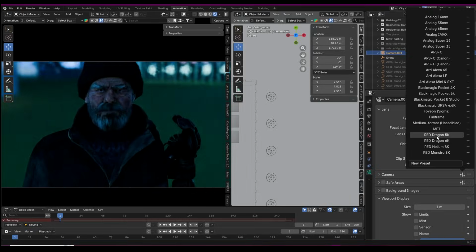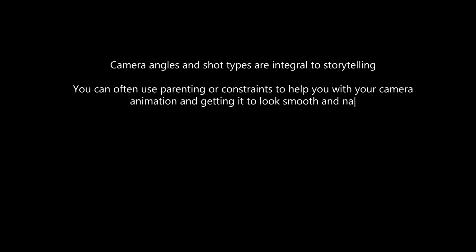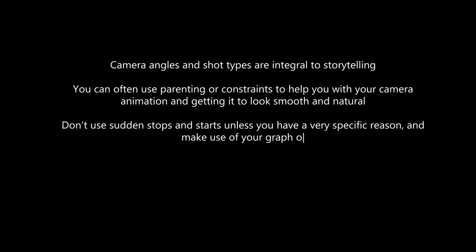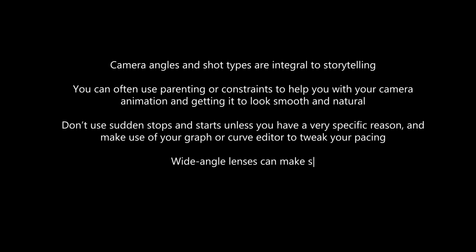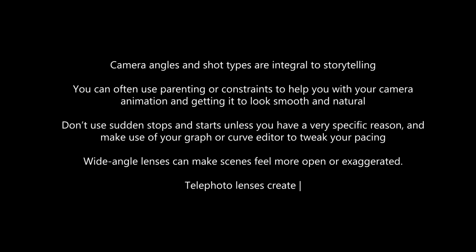So TLDR or TLDW, camera angles and shot types are integral to storytelling. You can often use parenting or constraints to help you with your camera animation and getting it to look smooth and natural. Don't use sudden stops and starts unless you have a specific reason, and make use of your graph or curve editor to tweak your pacing. Wide-angle lenses can make scenes feel open or exaggerated. Telephoto lenses can create intimacy and focus on specific subjects.